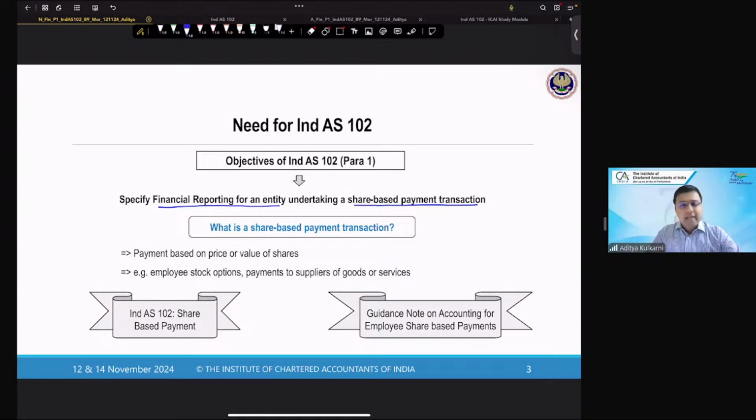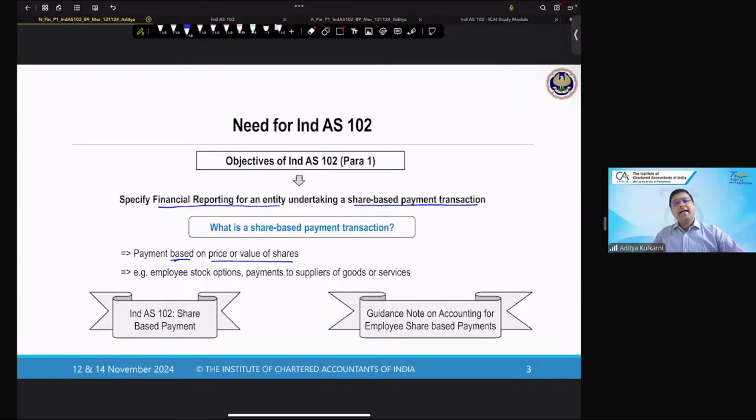Now, what is a share-based payment transaction? It is a payment that is based on price or value of shares. See, the standard is not saying payment only in equity shares. It's very important to note. Today, I may make payment in the form of cash, but that payment which I'm making is based on the share price of the entity. Are you able to follow?